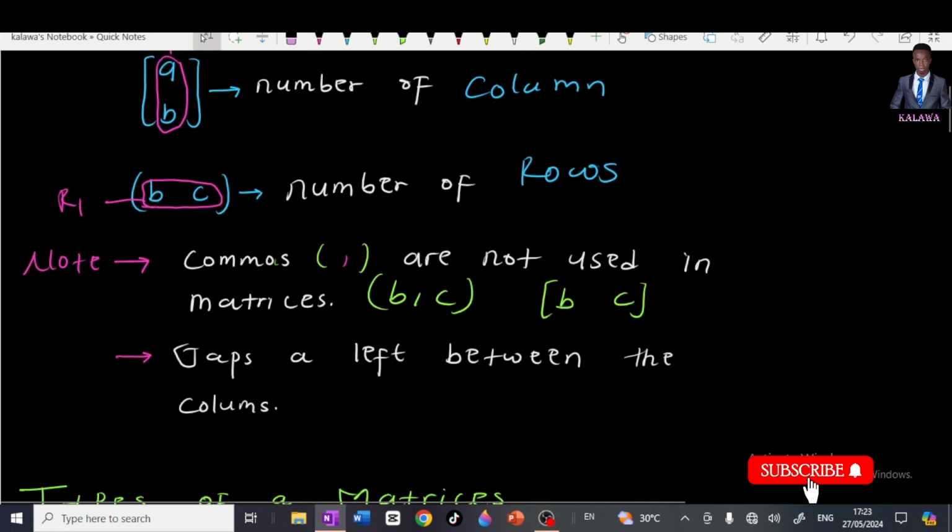So understand these two steps, and it is always the row times the column. And then note that in a matrix we don't use commas. We don't use that. You cannot write a matrix as A, C. It is wrong. You can write it as B C. You leave space between the two elements on the two columns.